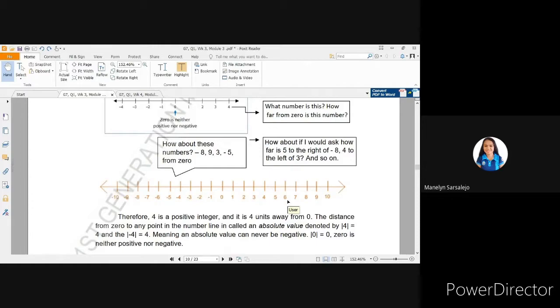And let's have another. Okay, this one. This is negative 5. So how far is negative 5 from 0? So again, we count from 0. So 1, 2, 3, 4, and 5. So the distance of negative 5 from 0 is 5. Okay, so let's highlight this part.